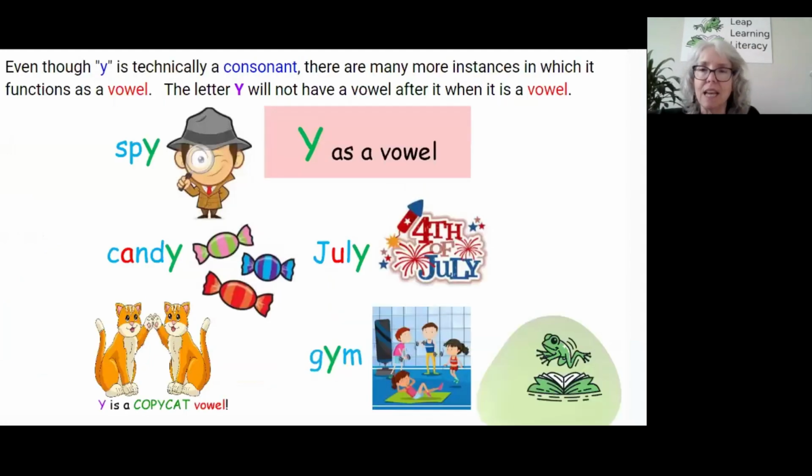Even though Y is technically a consonant, there are many more instances in which it functions as a vowel. The letter Y will not have a vowel after it when it is a vowel. If you look at these words here, and we'll go into them in more detail on the next page, there's no vowel after this one. In fact, there's nothing at all. Or this one, or this one.